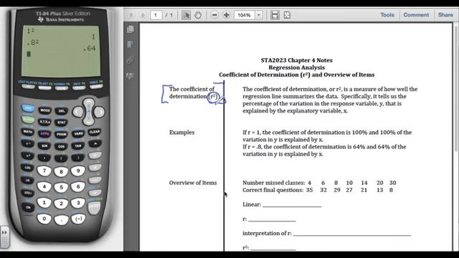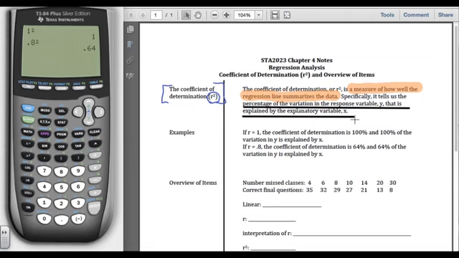Remember, R is the correlation coefficient. If you take R and square it, that's going to be your coefficient of determination. The coefficient of determination is a measure of how well the regression line summarizes our data. Specifically, and what you need to know for this class, it tells us the percentage of variation in the response variable y that is explained by the explanatory variable x.